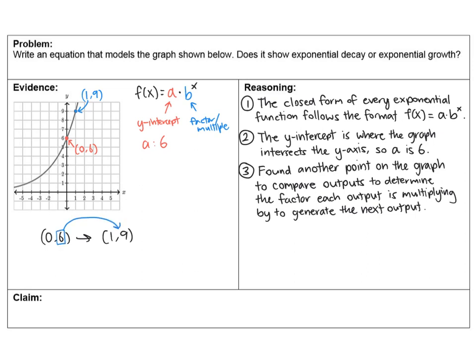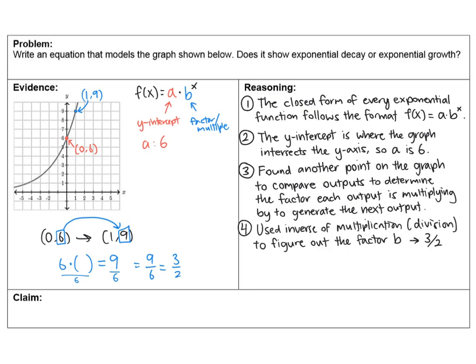To get from 6 to 9, and to figure out what we're multiplying by to get this to happen, we can divide 6 from both sides, and that gives us 9 divided by 6, which simplifies to 3 over 2. So in order to get from one output to another, we have to multiply by 3 halves each time. This means our factor or multiple b is 3 halves.